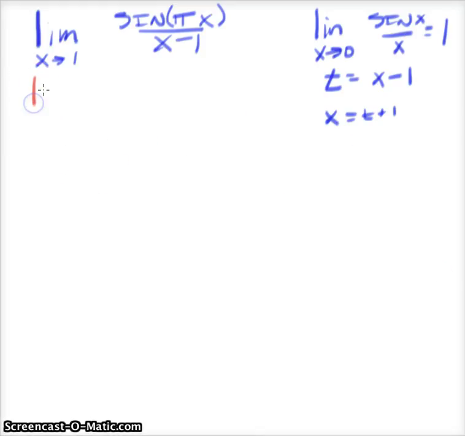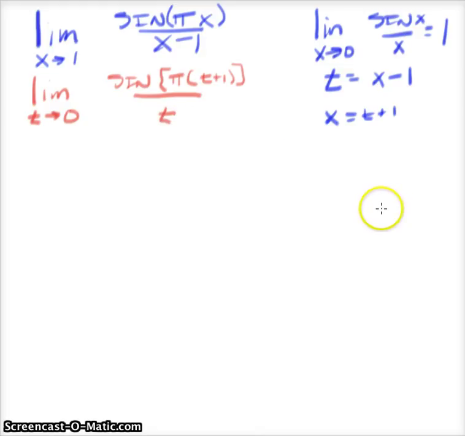So we would rewrite this as the limit of what? As t approaches 0, correct? Because as x approaches 1, t is going to approach 0. Of my function, and we're going to write it as sine of pi times t plus 1. Remember, this is really all in the argument, okay, over t.